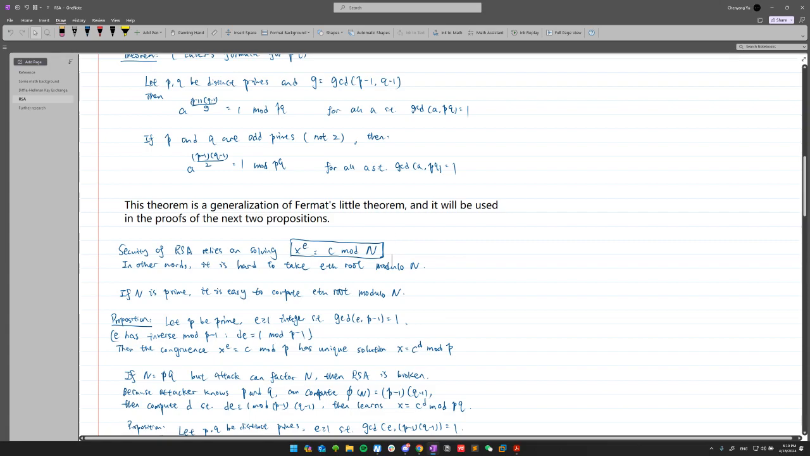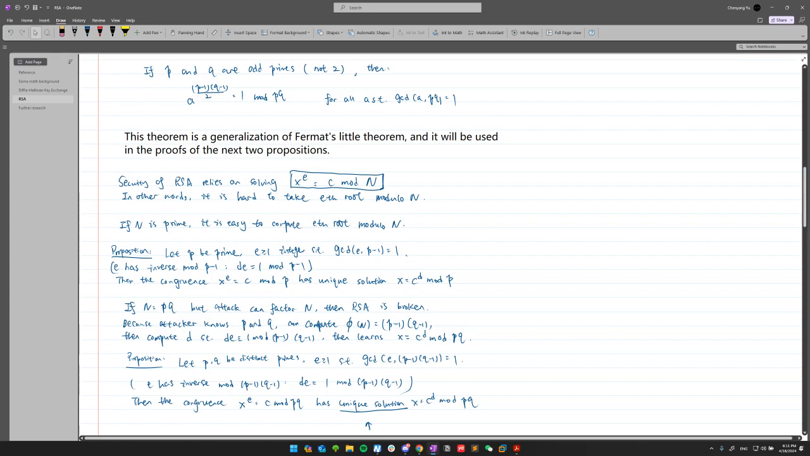Okay, so Eve's job is to compute the e-th root. Yeah, because we are solving for x right now. So the main task of the attacker is to recover x. It's not to factor n, although factoring n can help break the system.